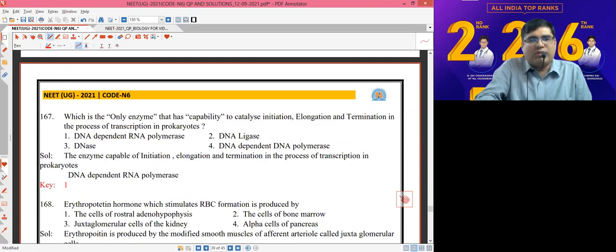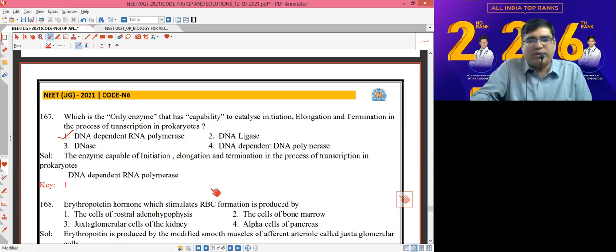The next question is, which is the only enzyme that has the capability to catalyze initiation, elongation, and termination in the process of transcription in prokaryotes? So we know DNA dependent RNA polymerase is the only one which has this capacity, right?